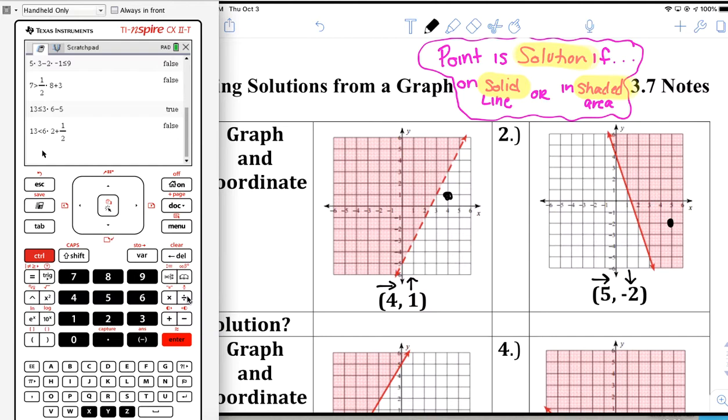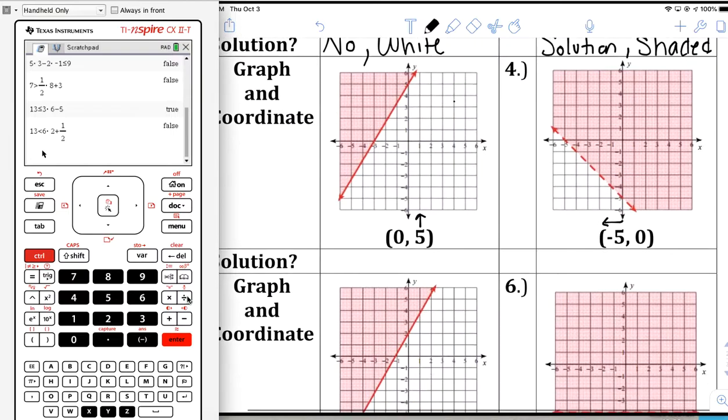Good, hopefully you said number 2. Number 2 is a solution because he is in the shaded. Why is problem 1 no? Why is he not a solution? Hopefully you're saying something about he's in the white space. He's not in the shaded. He's in the white area. Okay? Let's try the middle two.